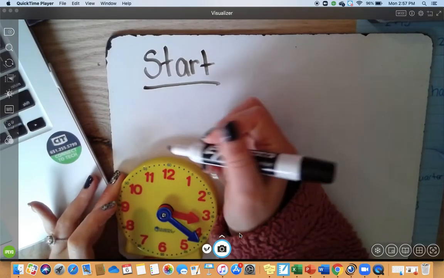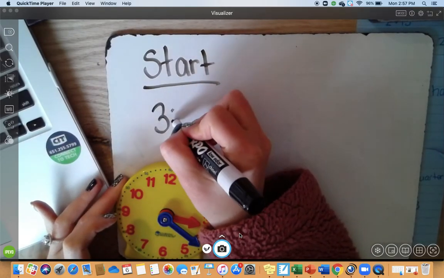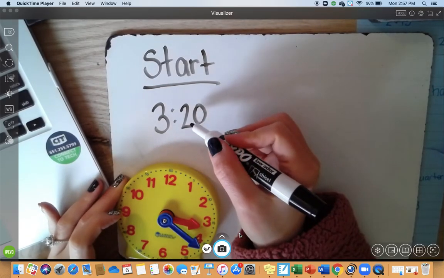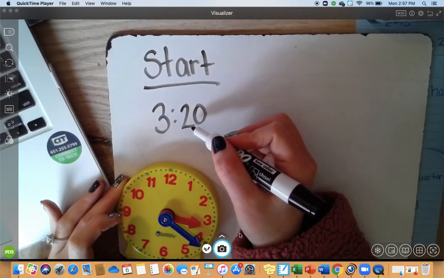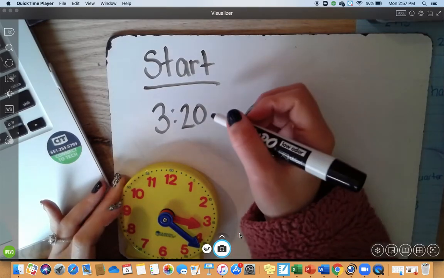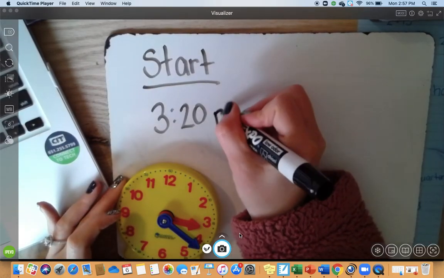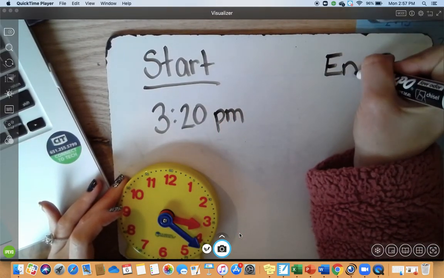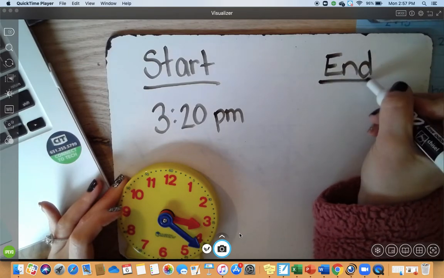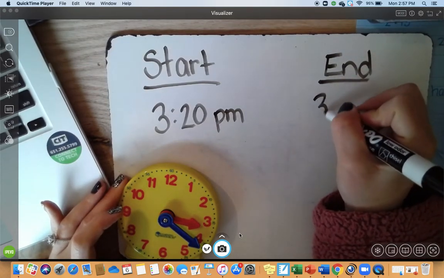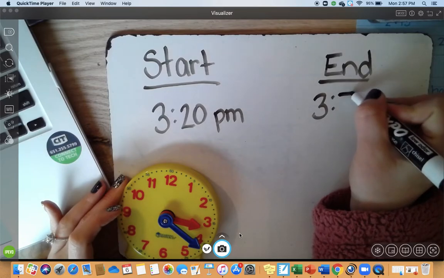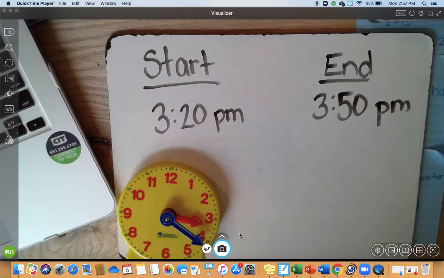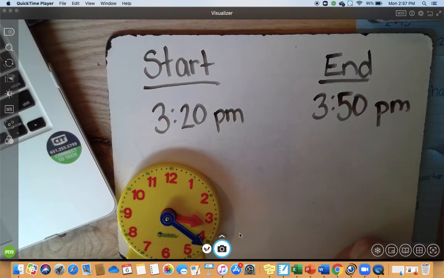Ooh, what time does this clock show? Yep, 3:20. Now, would I play video games at 3:20 a.m.? No, that would be really, really early in the morning. So we're going to say we started at 3:20 p.m. and we had an end of 3:50 p.m. We have to figure out how much time had passed.